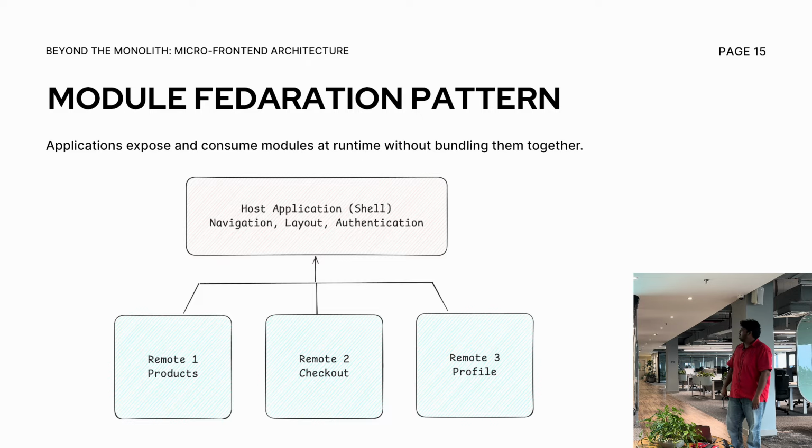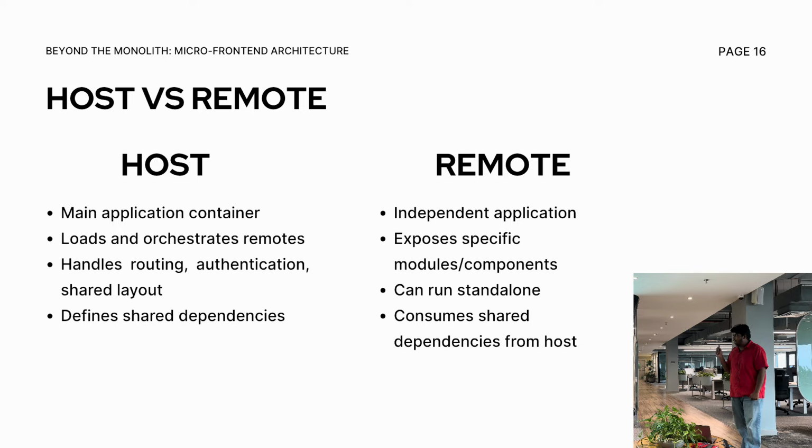Now, the difference between the host and the remote: the host has the main application container, which we use to handle the navigation, authentication, and the layout patterns. It performs the loading and orchestration of these remote modules. The remote modules are independent applications, not dependent on each other. The host reuses these remotes as it wants, and remotes can run standalone and consume shared dependencies from the host.